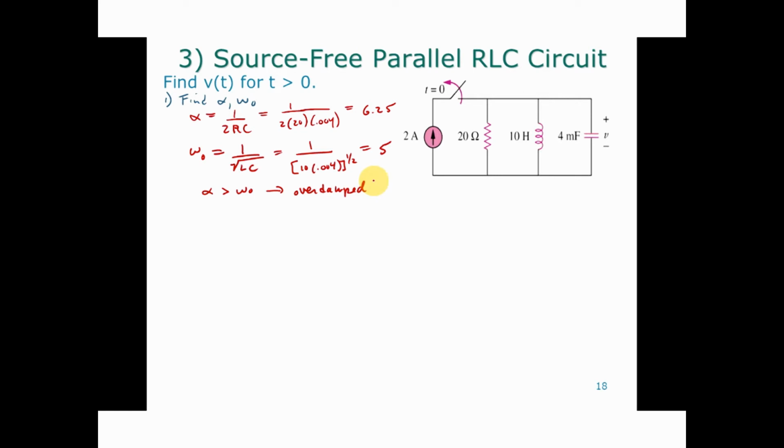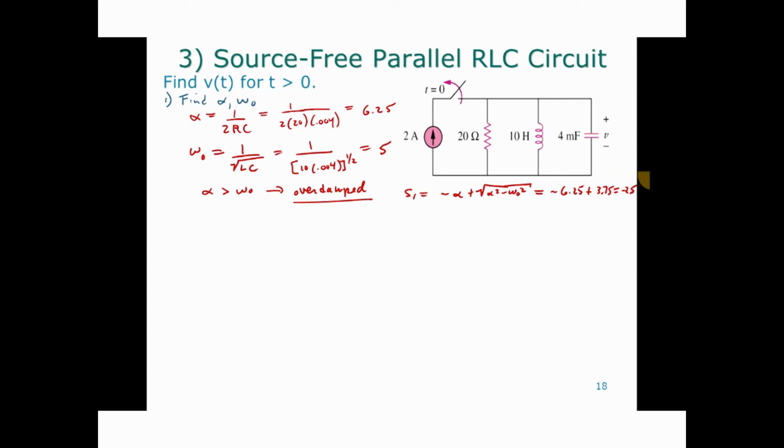Yeah, alpha is 1 over 2RC. So we are overdamped. And according to the table, what does the table say for S1 and S2? So look at table 3. S1 equals minus alpha plus the square root of alpha squared minus omega 0 squared. And that equals minus 6.25 plus, and it turns out the square root of alpha squared minus omega 0 squared is going to be 3.75. And so that equals minus 2.5.